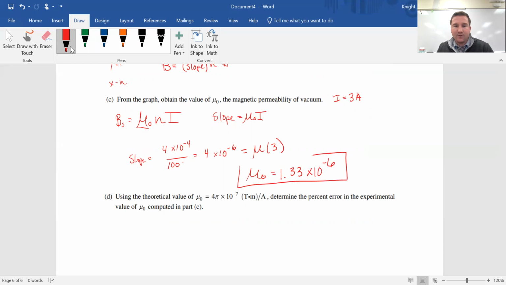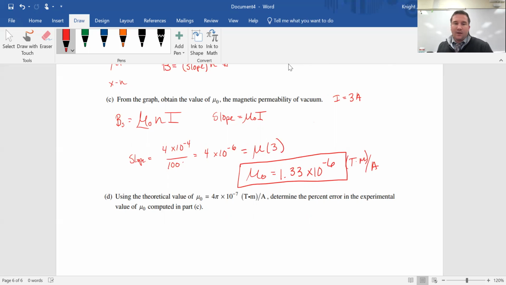So there's my mu naught value that I calculated. Might not be perfect, but that's what I calculated. Oh, units. Let's see, where's my givens here? I just look up the units for mu naught instead of trying to remember them off the top of my head. Mu naught is Tesla meters per amp. All right, so there's my units for mu naught.